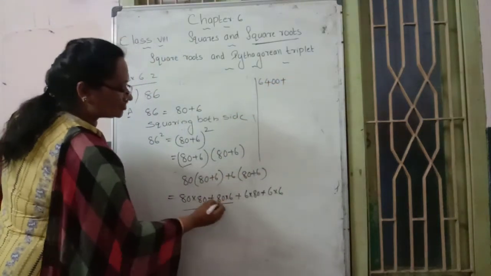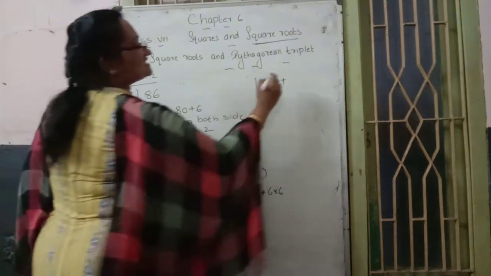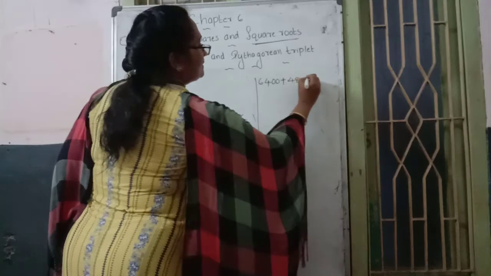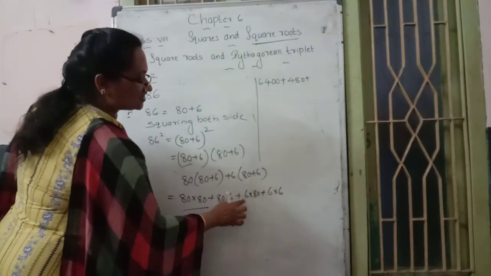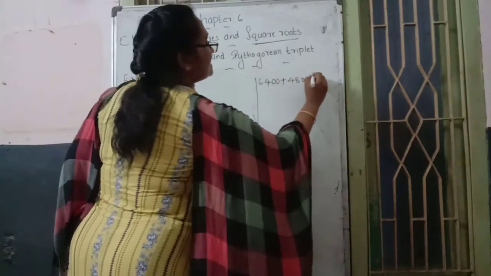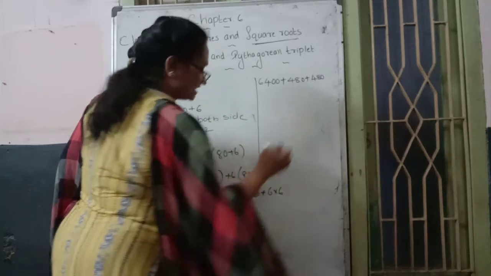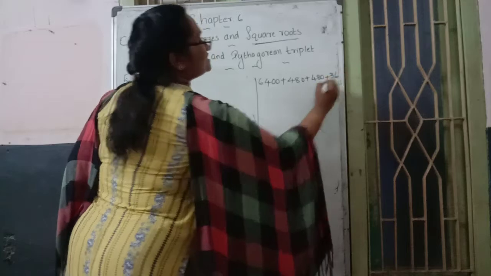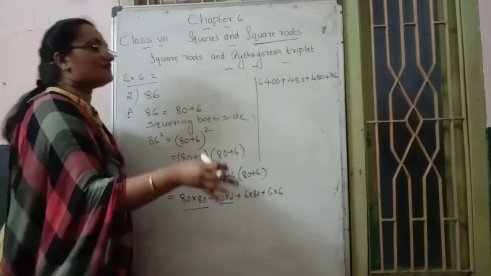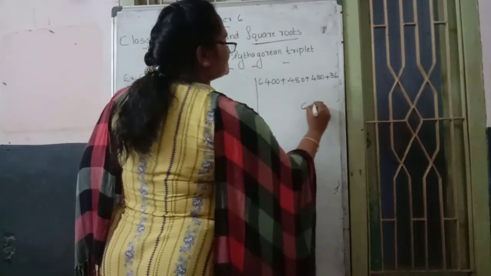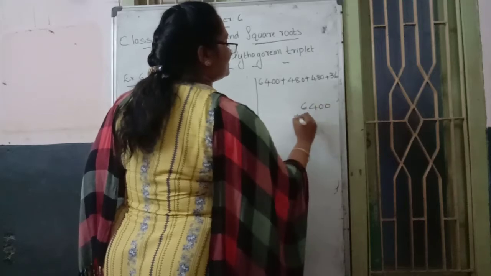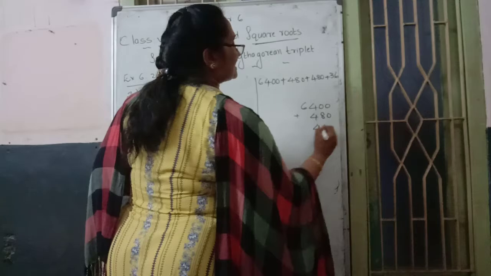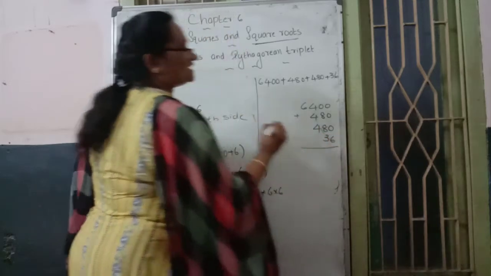Again next, the second, 80 into 6. First number 8 sixes are how much? 48. Here how many zeros? 1. Plus next number 6 into 80, easy way. 6 eights are how much? 48. There also how many zeros? 1. Plus 6 into 6 becomes how much? 36. Next, add column-wise from the right: 6400 is added with 480 plus the third number 480 plus the fourth number 36.